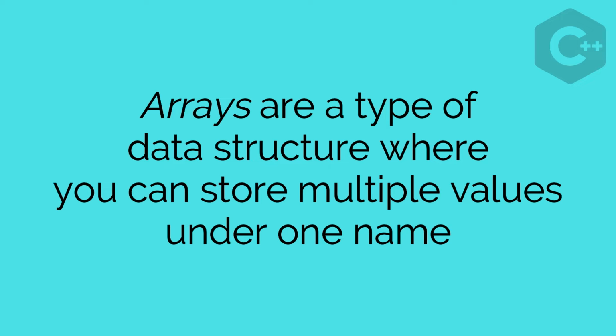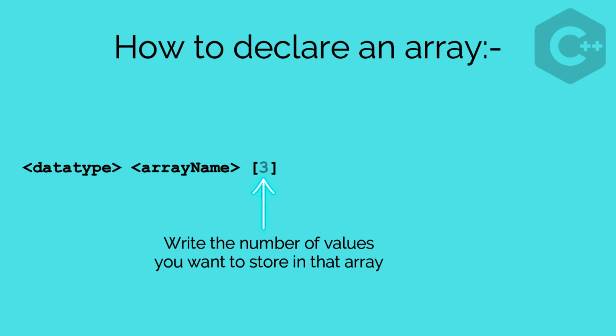Let's see how to declare an array. Like variables, you have the data type first and then the name of the array, and then there are the square brackets where you have to write the number of values that you want to store in that array. Let me show you how we do it practically.